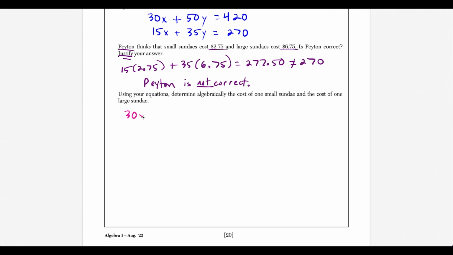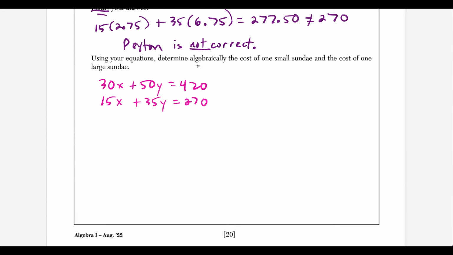For the last part of this question, we want to determine algebraically the value of x and y, the cost of one small sundae and one large sundae. So for this one, we're going to be strategic and think about which variable is easier to eliminate. Basically, we just have to solve for x and y. There are a few ways we could do this, but this one I would want to do by elimination.